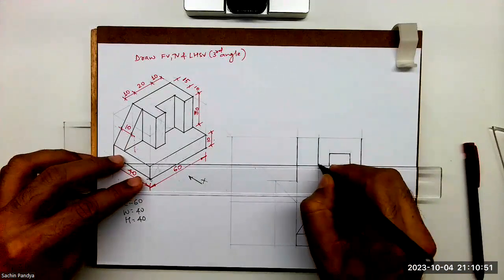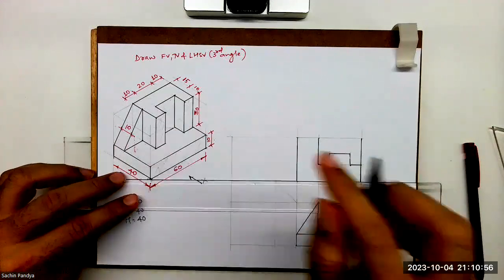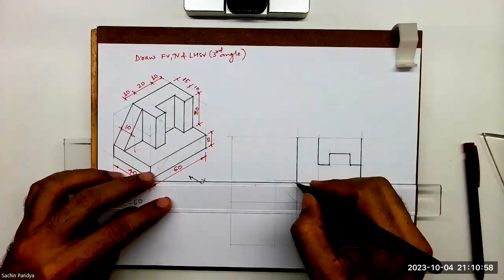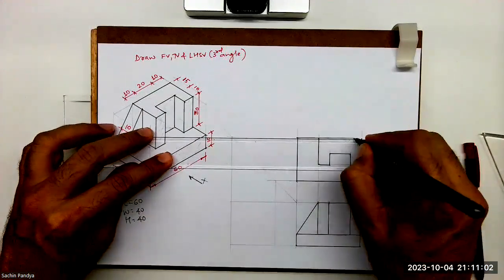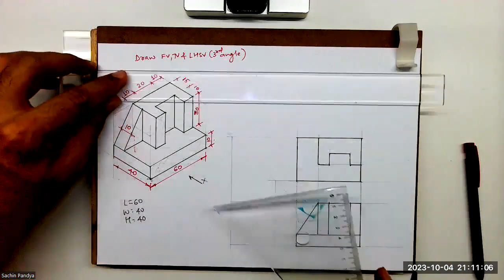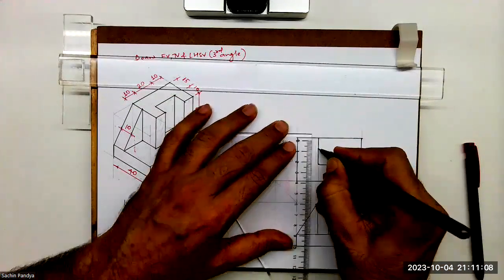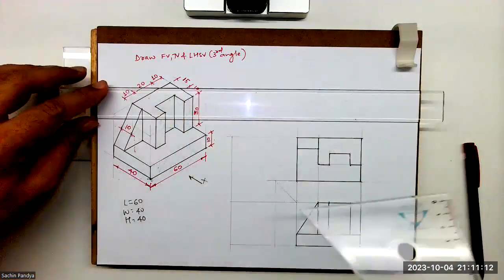Okay. So this part is dark and this part is dark. This won't be dark. There is a gap. And this line will be dark because of this. And the behind line will be dark. And then this 10 mm. So I will take 10 from here. This is how the top view will come.